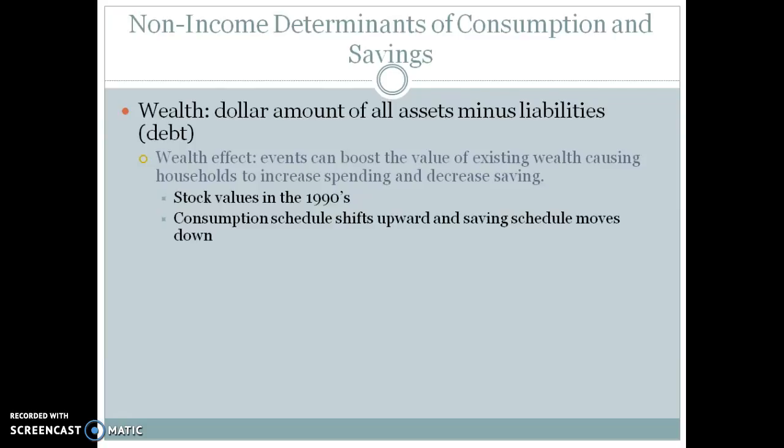If you look specifically at assets like stocks, stock values went way up in the 1990s, especially in the late 1990s, because we had the tech bubble revolution with the internet and all of the dot-coms, and there was a lot of money being made from 1996 until about 2001. And so as people made more wealth in the stock market, they were more likely to consume with that newfound wealth, and that obviously changed the consumption schedule and also the saving schedule.